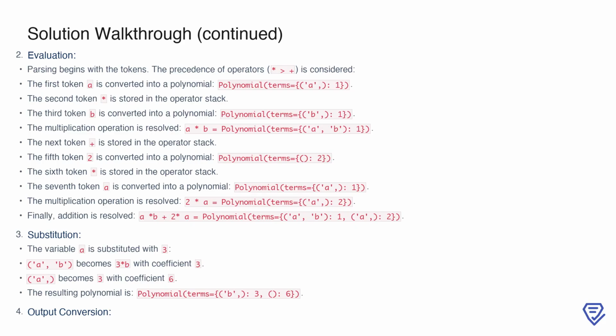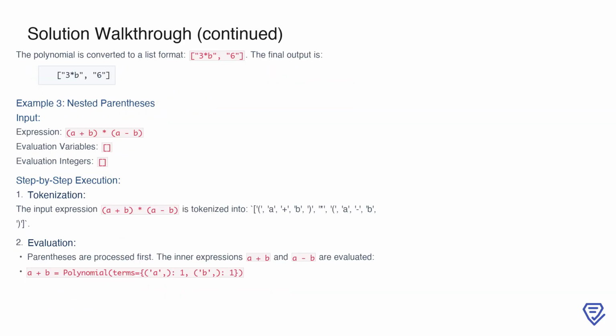After evaluation, we proceed to substitution. In the substitution step, the variable a is replaced with the value 3. This updates the terms as follows: ab becomes 3 asterisk b with a coefficient of 3, and a, 2 becomes 3 with a coefficient of 6.